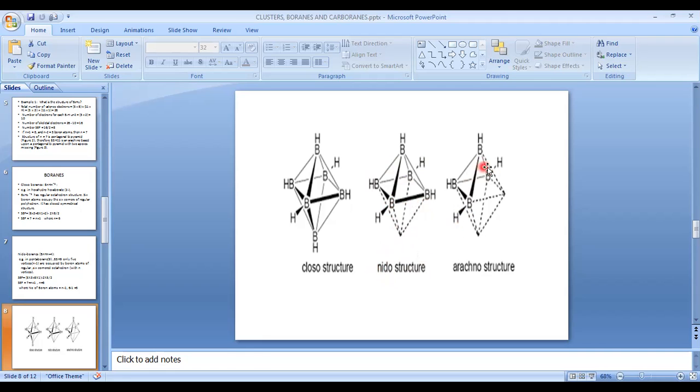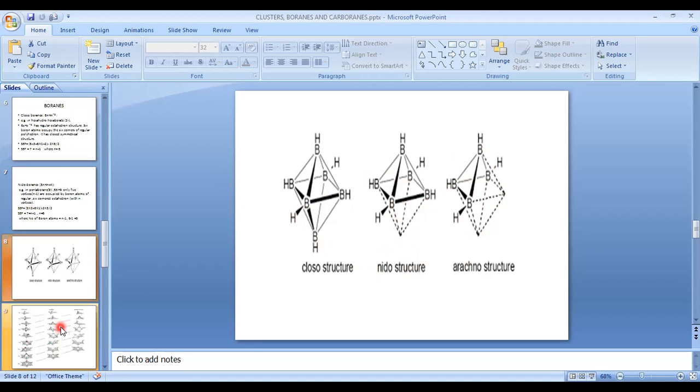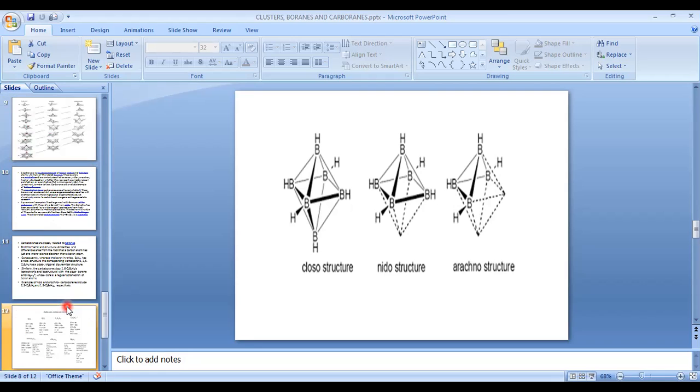Next, another one: again we have how many vertices? 6 vertices, but the number of boron atoms equals n minus 2. So that's why here, see, 4. So these two are vacant, or these two apexes are missing. So that statement we quoted in that slide. So by this manner we can identify the structure of what? The structure of boranes.